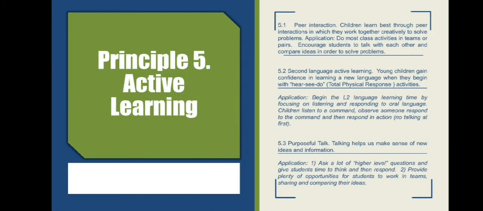The fifth principle, active learning. Peer interaction. Children learn best through peer interactions, in which they work together creatively to solve problems. In application, do most class activities in teams or pairs. Encourage students to talk with each other and compare ideas in order to solve problems.